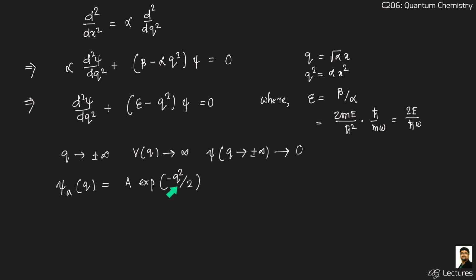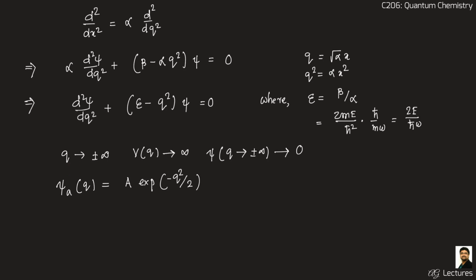We have taken a q² instead of just q, because it is necessary that when q goes to either plus or minus infinity, the wave function should go to zero. So therefore we have to take a q² here. Just plus or minus q would not take the asymptotic part of the wave function to zero for both q equal to plus and minus infinity.